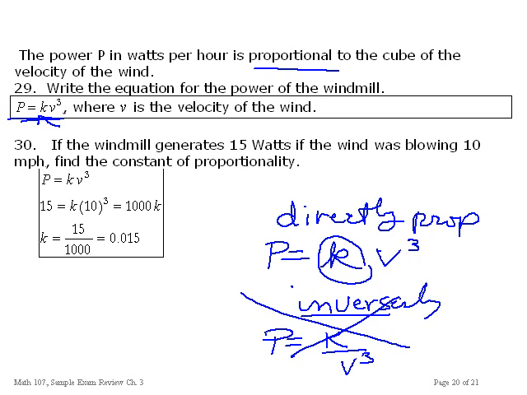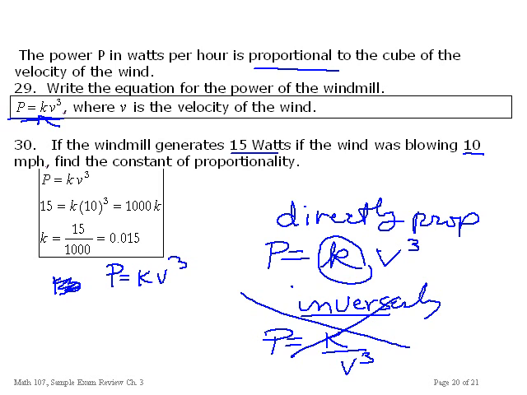To find k you need one data point. Say it generates 15 watts if the wind's blowing 10 miles an hour, and let's say that we can use that data. So we put the 15 here because those are, let me show you again. Okay, if you don't know what to do, write your equation. Hopefully you've written it right in the first place.